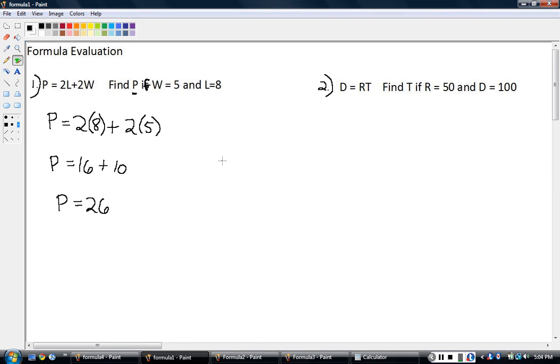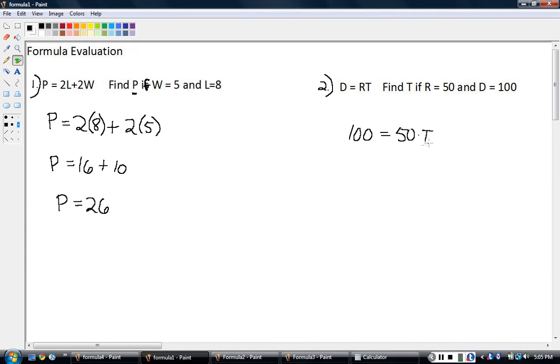Alright, next example. D equals RT. That's actually the formula for the distance, if R stands for rate and T stands for time. Okay. But again, we don't need to know that. We just need to work with it. D equals RT. Find T if R equals 50 and D equals 100. Okay, so I'm going to plug in 100 for D, like it says, equals R is 50. It says RT, that means R times T. Right? If two letters are next to each other, it means multiplication. So I'm just going to put times T right here.